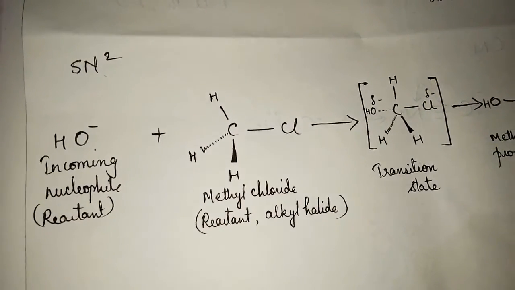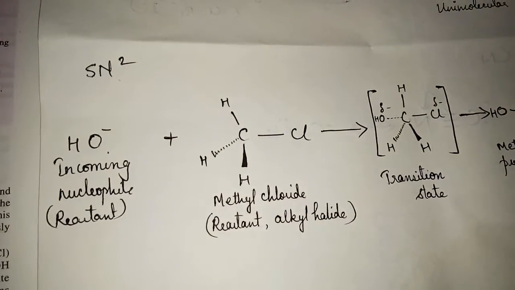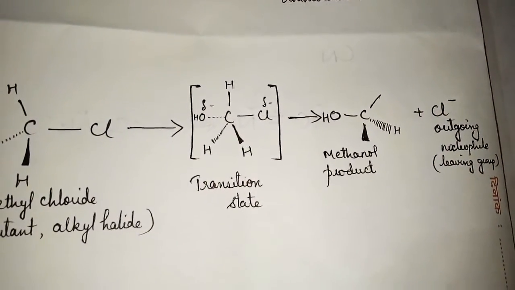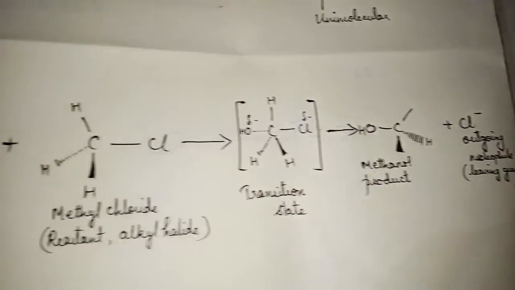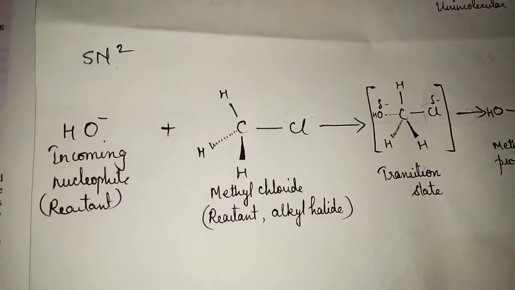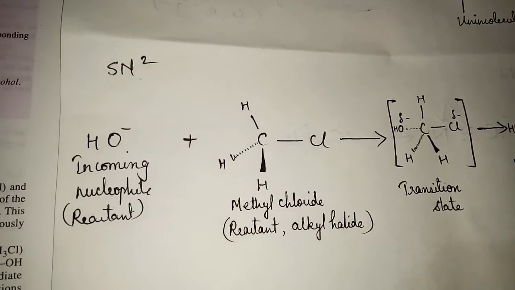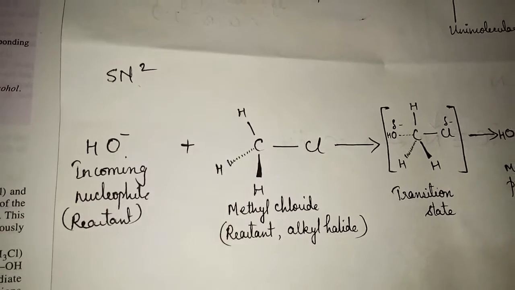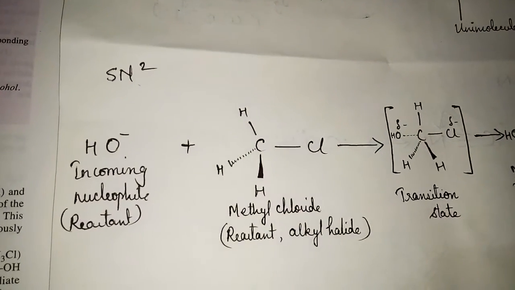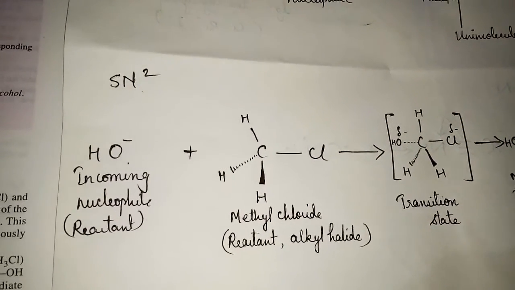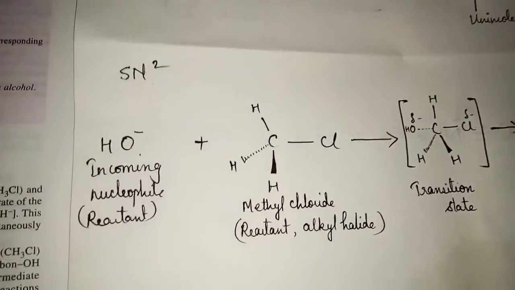The reaction is between methyl chloride and hydroxide ion to give methanol and chloride ion. This follows second order kinetics. Second order kinetics means rate of reaction depends upon concentration of both the reactants, means alkyl halide and nucleophile are taking part simultaneously in the rate determining step of the reaction.